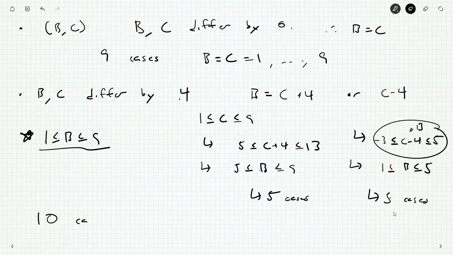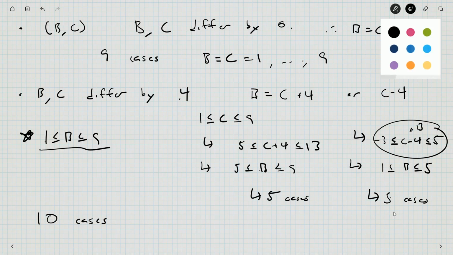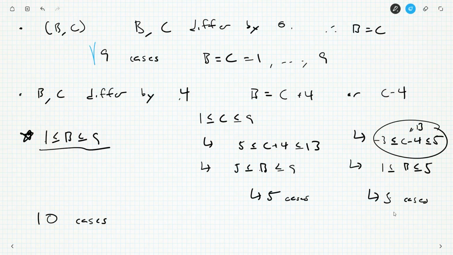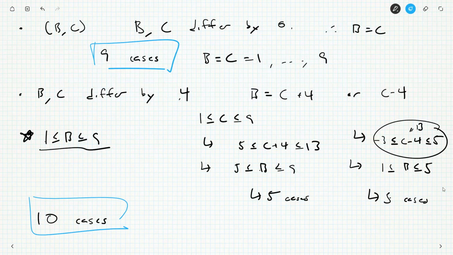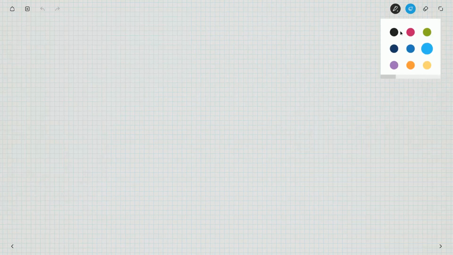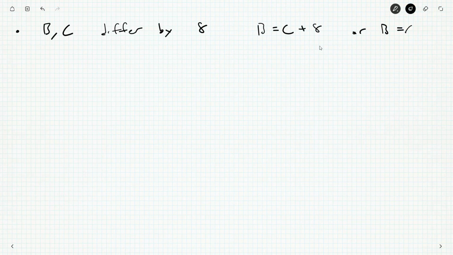So that's 10 cases. I'm going to mark these in blue so it's easy for me to add them up. Although we really only have one case left, and that's differing by 8. So B is going to be C plus 8, or B is C minus 8.